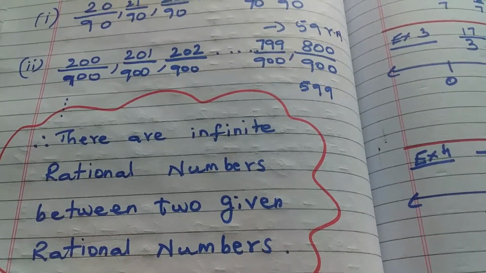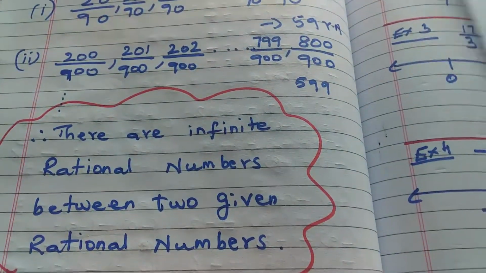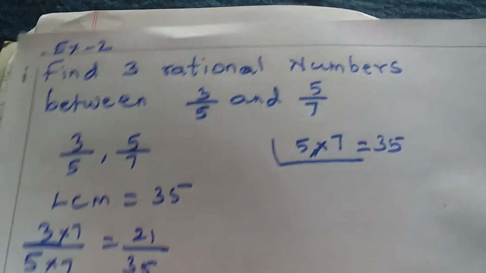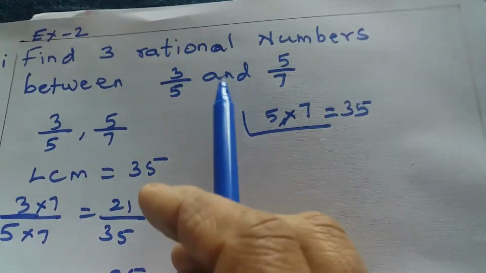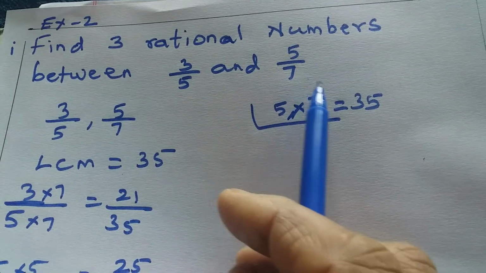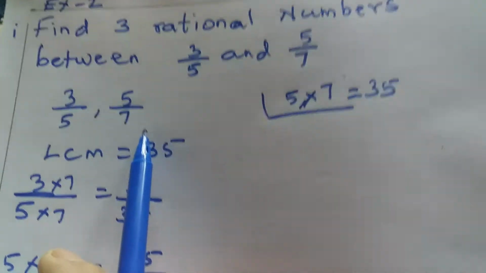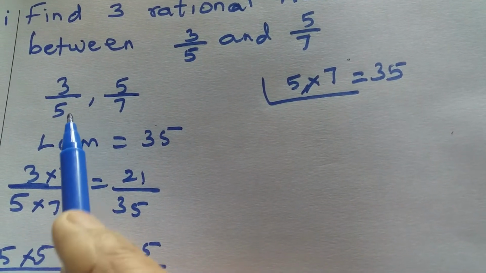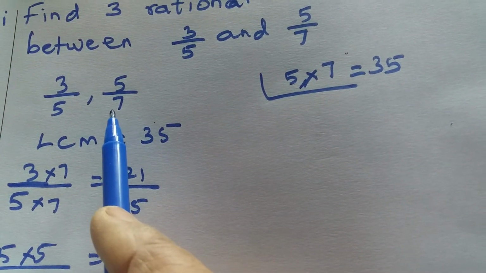Now here we have taken an example with the same denominator. The next example we'll see is with two different denominators. The rational numbers are 3 by 5 and 5 by 7. The denominators are different. So in all these sums with rational numbers, first we have to make the denominators the same.